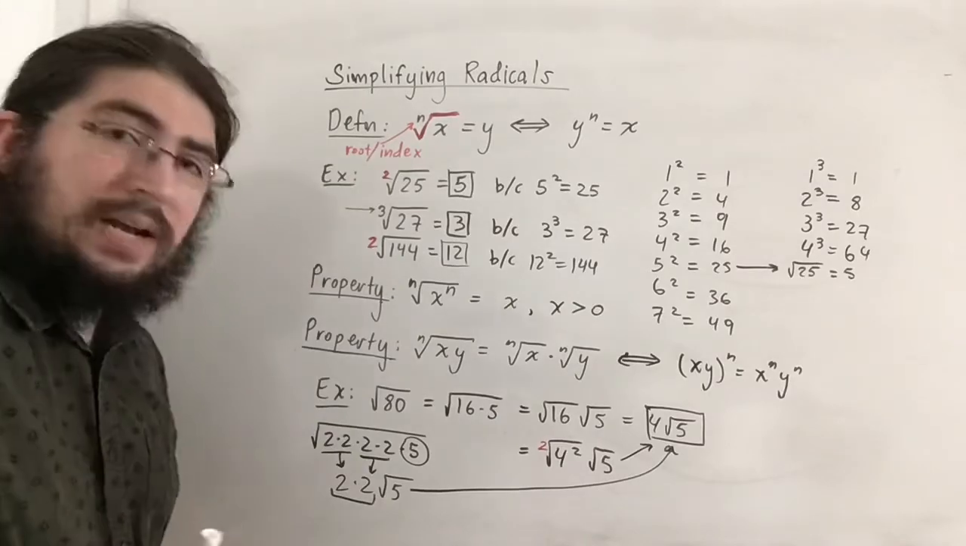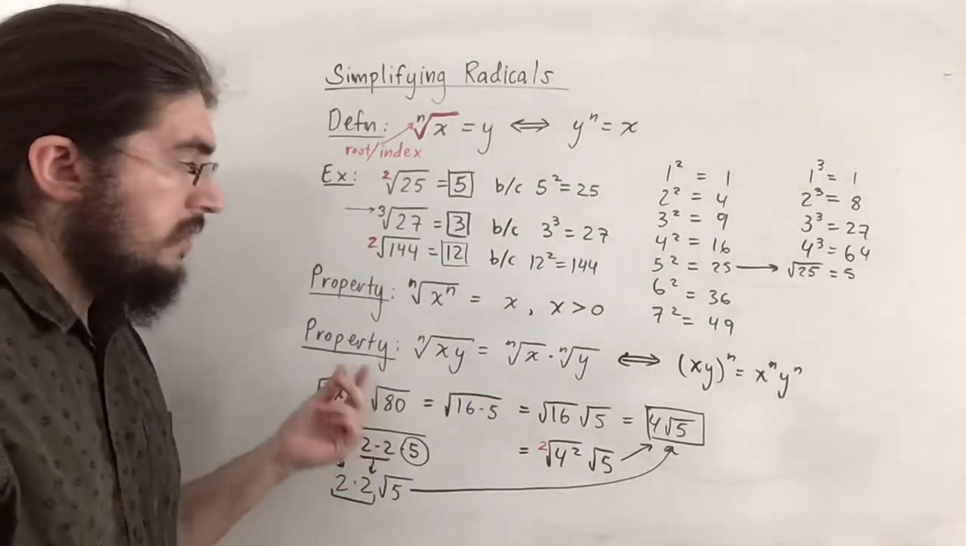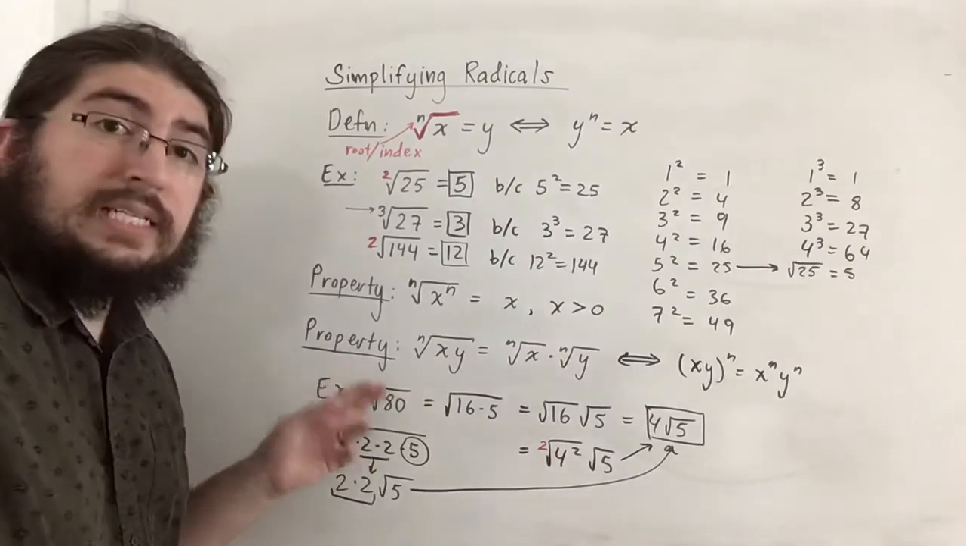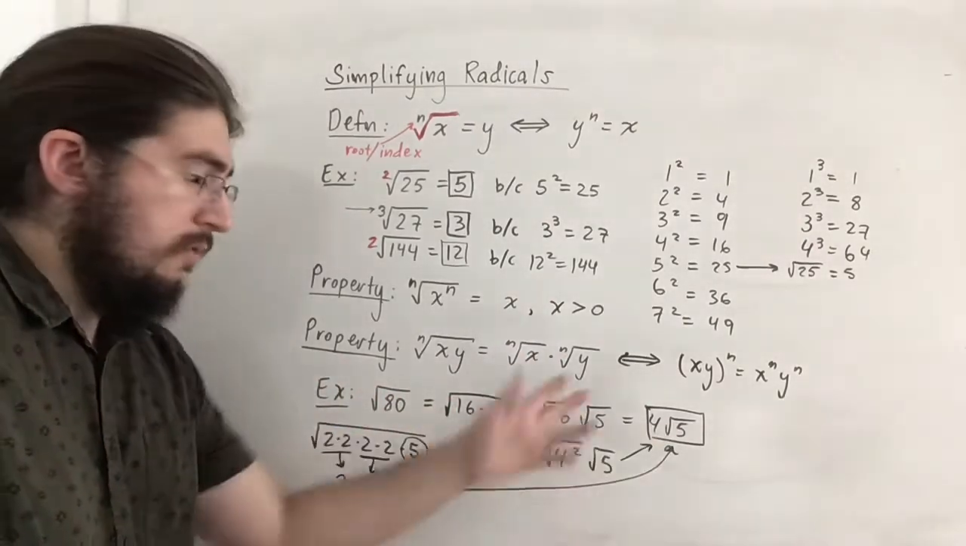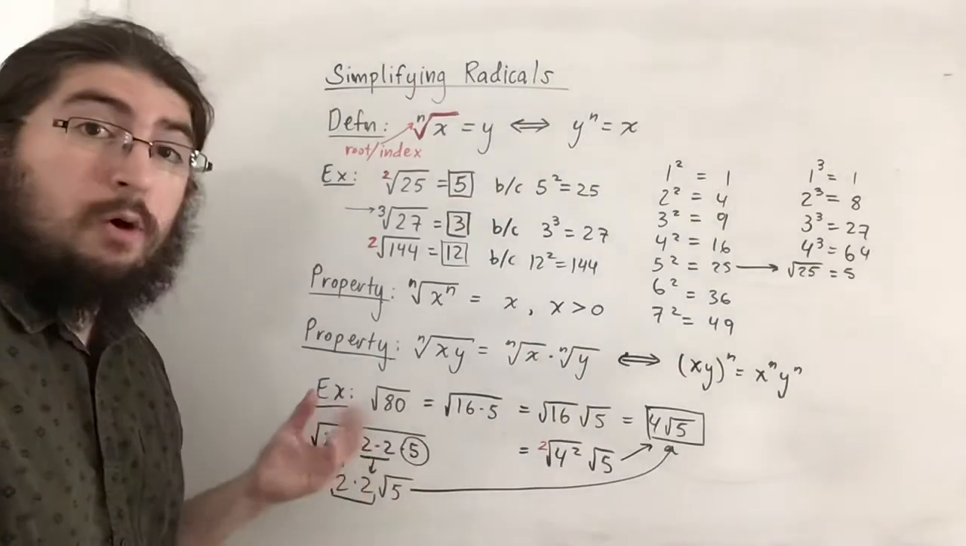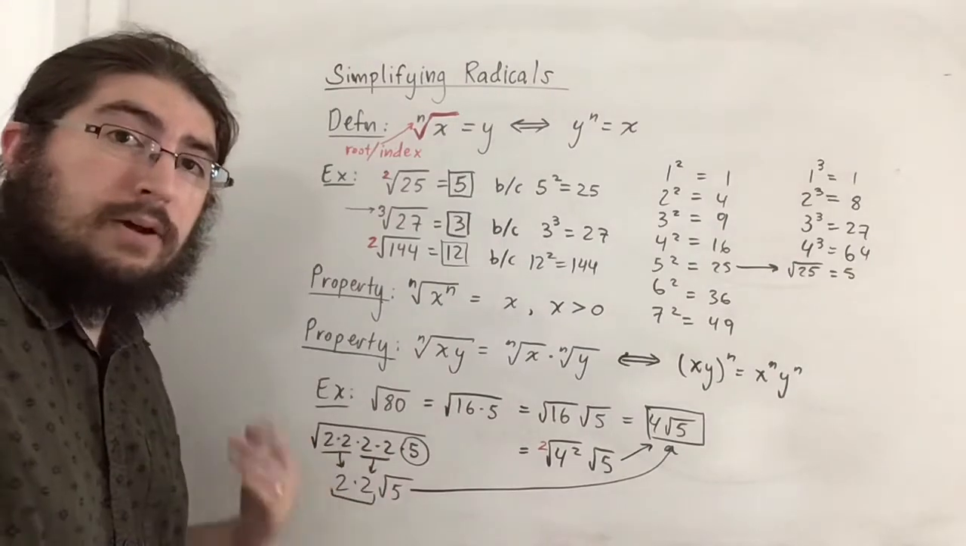So yeah, I'm going over this a few different ways. The more efficient way is to look for the largest square that the inside can be divided by, square root that, and then whatever is left over stays inside. Or the overkill way: factor completely, look for pairs, each pair comes out as one of that number.